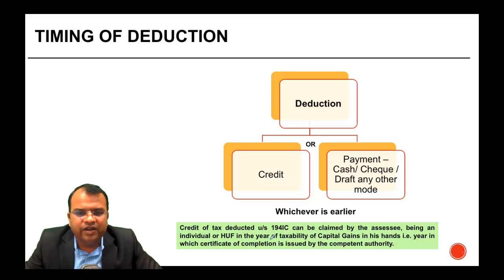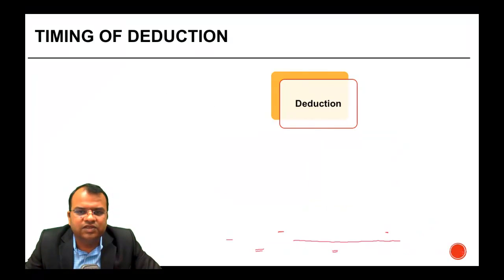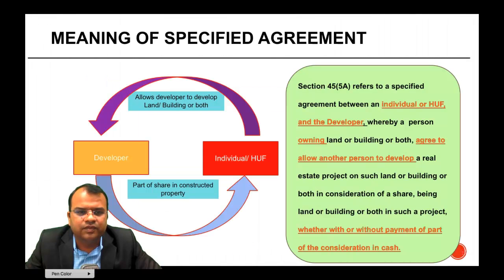But the credit of tax deducted under Section 194IC can be claimed by the assessee who's an individual or HUF in the year of taxability of capital gain in his hands. That is, the year in which the certificate of completion is issued by the competent authority. So basically in such cases, let me just go back to the previous slide. In this case, suppose the individual gave the possession of land or building in 2016. The developer constructed everything and the completion certificate was, let's say, given on 1/6/2018.